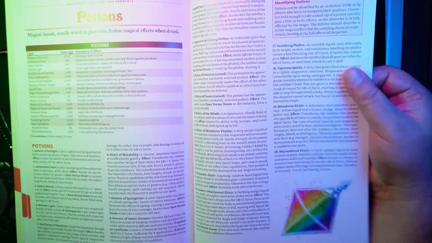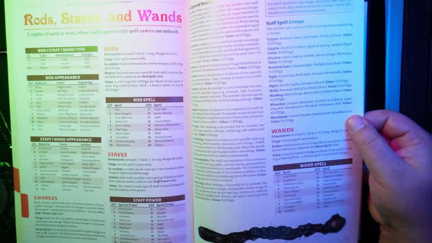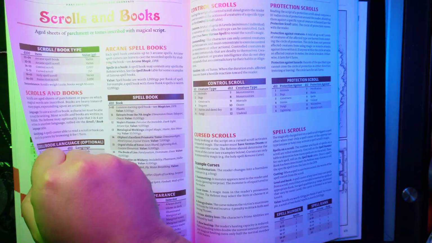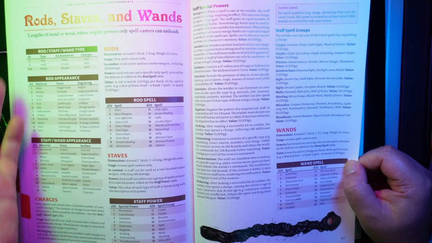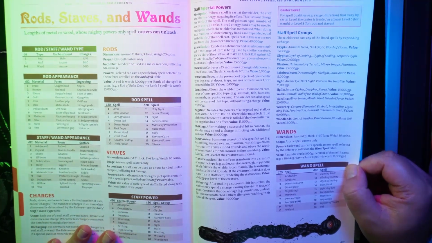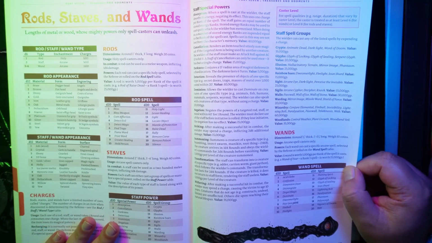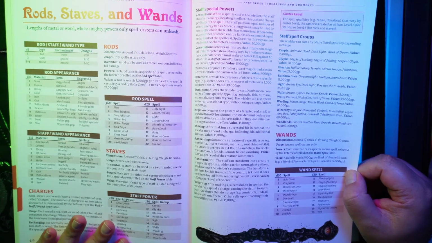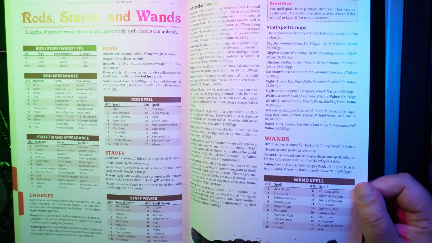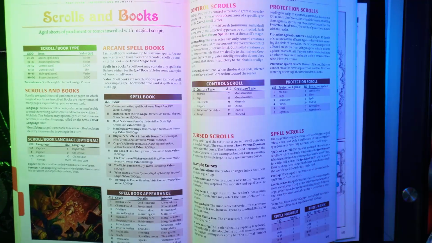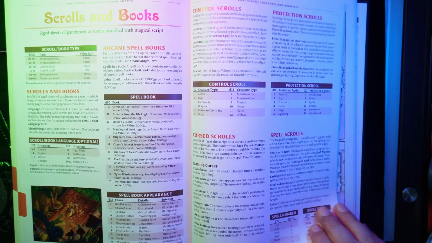Potions are great. Well designed. Rods, staffs, and wands. Man, imagine having all of the rods, staffs, and wands defined like this on one spread. How many pages are used up in the Dungeon Master's Guide of 5th edition for rods, staffs, and wands? It's a lot. This is great. This is the way to do it. Mix and match. Make up your thing. Give it a cool name and a background.